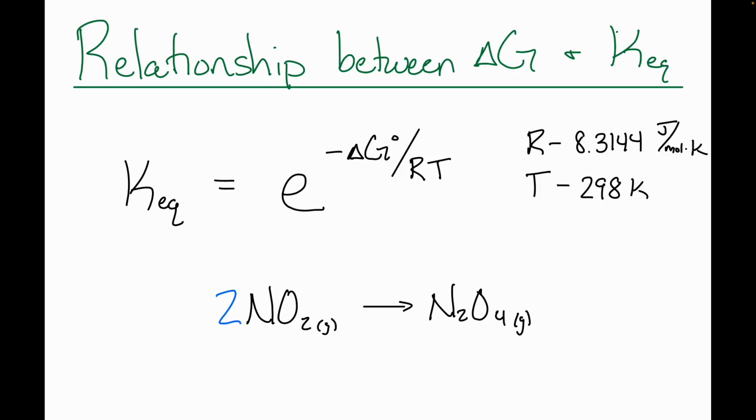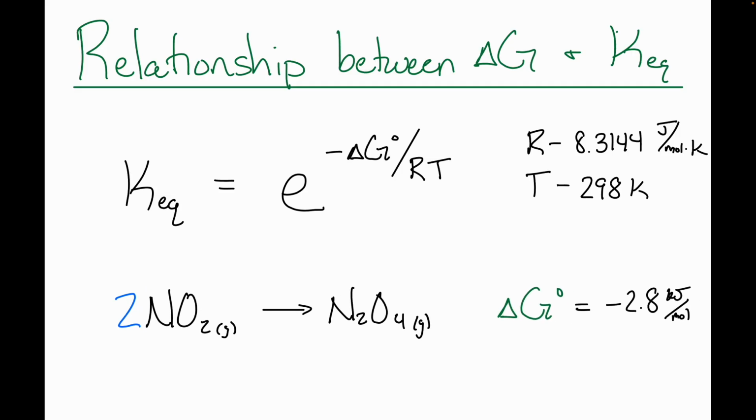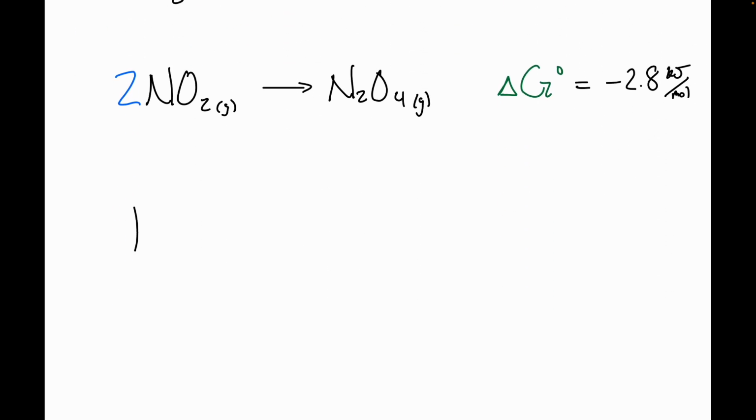We had calculated that the delta G naught for this reaction is equal to negative 2.8 kilojoules per mole. All right, so then let's plug this information into this equation and figure out what our equilibrium constant is for this reaction.